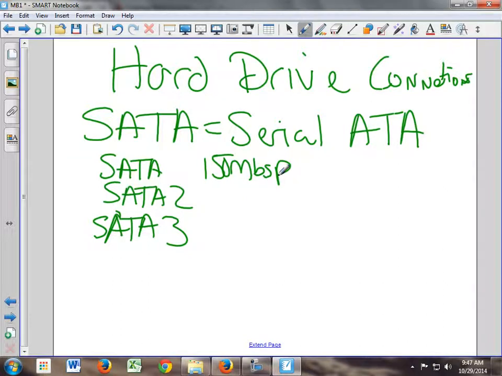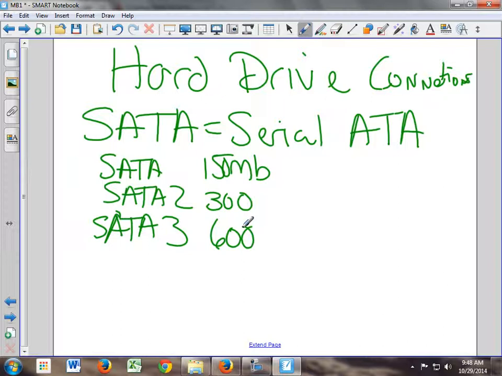Dude, I wrote that completely wrong. Let's pretend. I just put MB so I can't put macro. And then SATA 2 came out and it was 300, and SATA 3 is 600. So 150, 300, and 600. Okay.